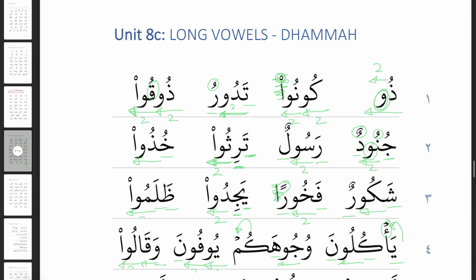So well done, everyone. We have completed the long vowels. We've done the long vowel of fatha. We've done a lesson on the long vowel of kasra. And now we've completed the 3 vowels by doing the long vowels of dhamma.